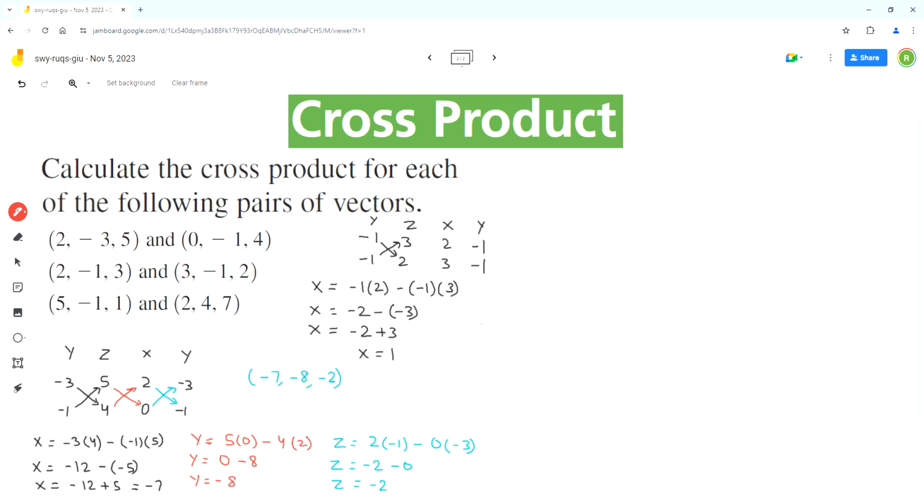Now we can find the y component. And next we can find the z component. Therefore, the cross product of the second pair of vectors is.